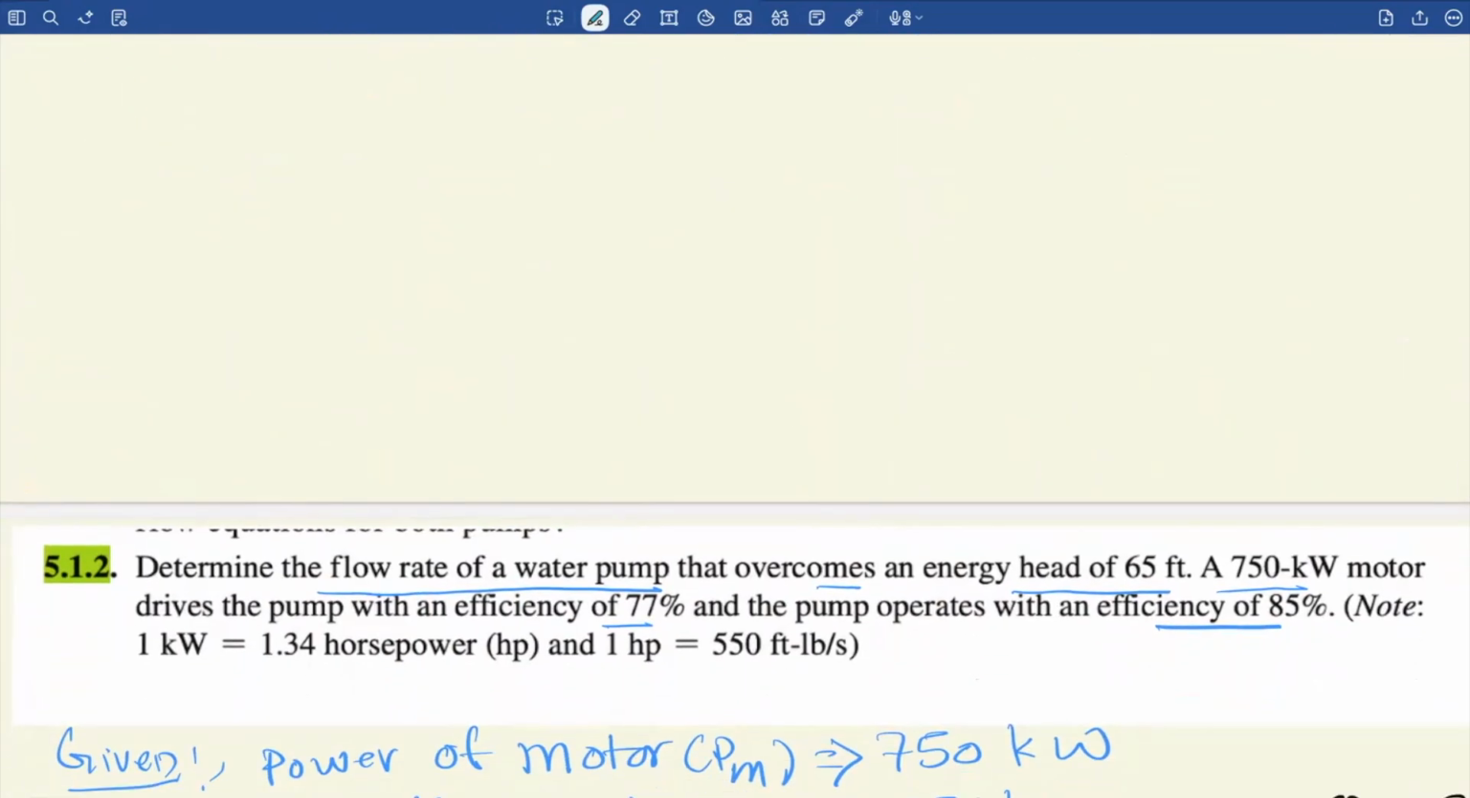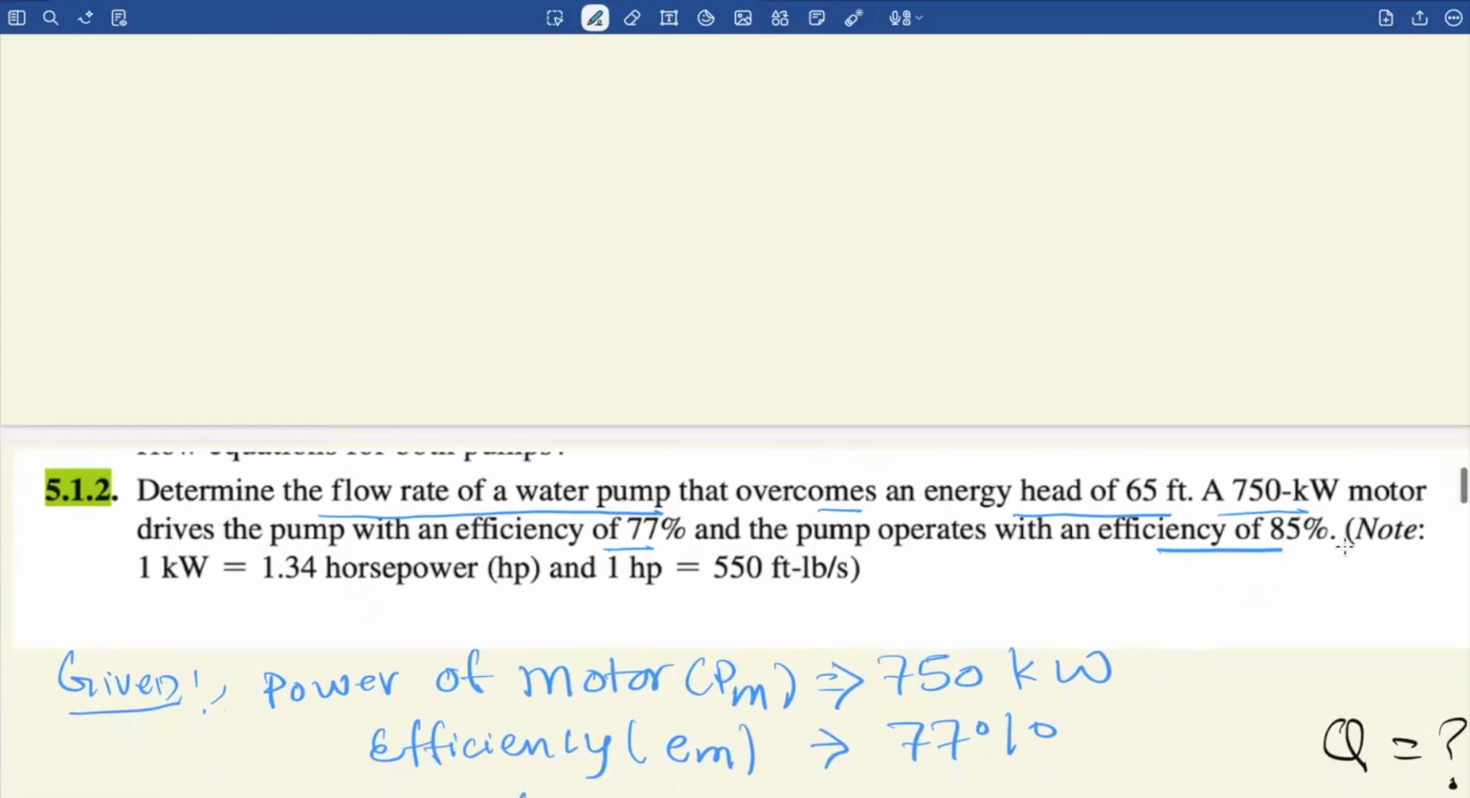That asks us to determine the flow rate of a water pump that overcomes an energy head of 65 feet, and there is a motor power of 750 kilowatt, which drives the pump at an efficiency of 77%, and the pump operates with an efficiency of 85%. So here there is some given unit conversion which we will use.